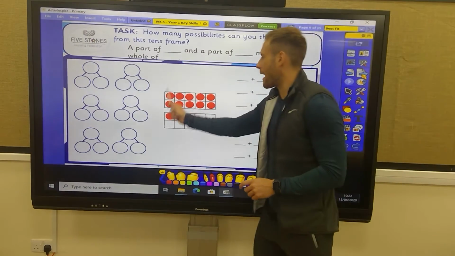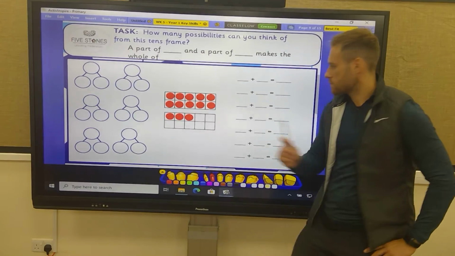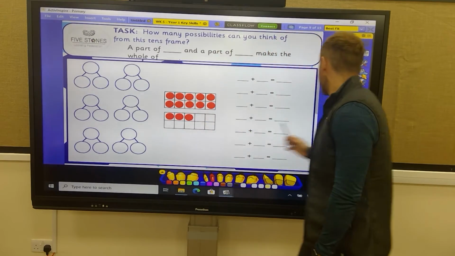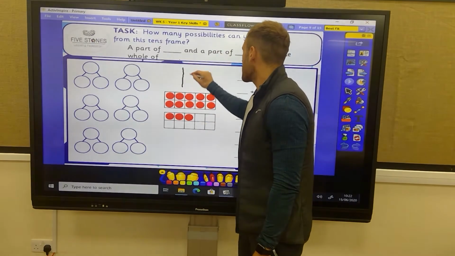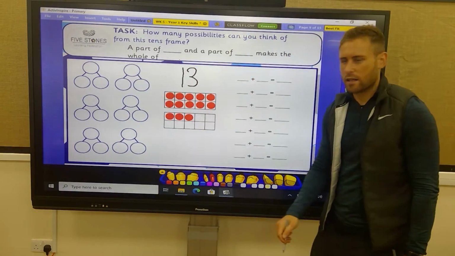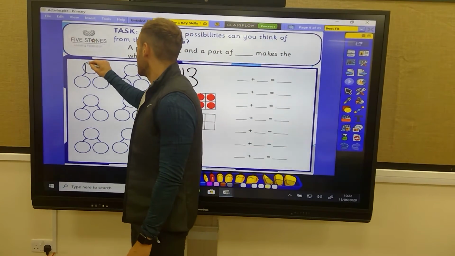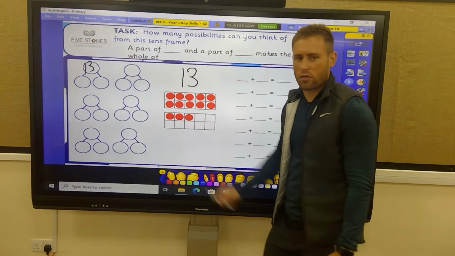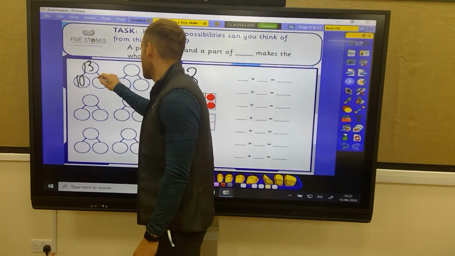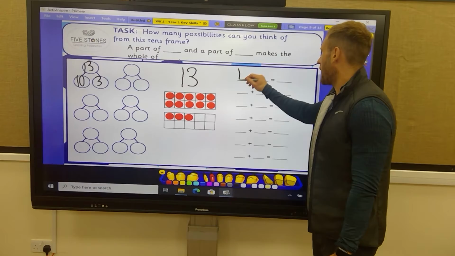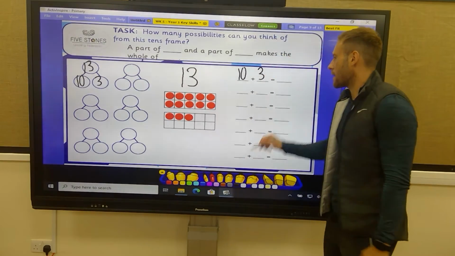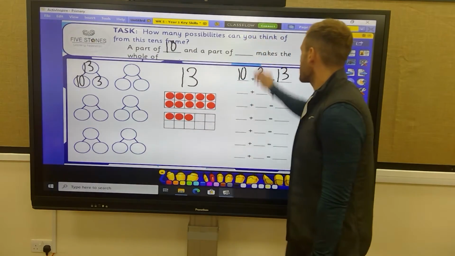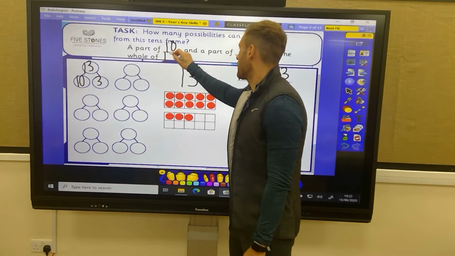Let's start and figure out what our whole is now. So we have a completed tens room, which is 10, 11, 12, 13. Well done. So we are playing around with the whole of 13. So in your part whole model, you'll have 13 as your whole. What parts might we have? We can see a part of 10 and 3. So that is an option, 10 and 3. And you would write a part of 10, add a part of 3 equals the whole of 13. A part of 10 and a part of 3 makes the whole of 13.